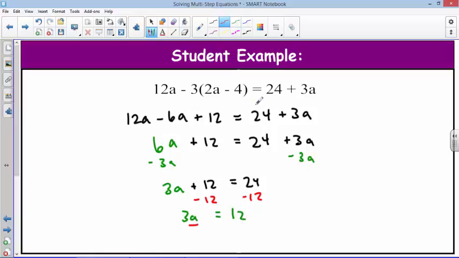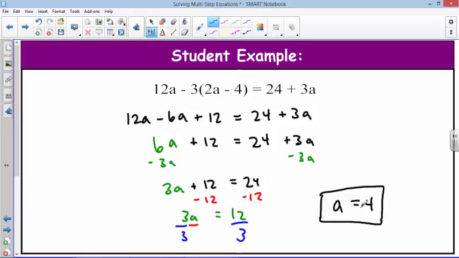I want to keep my a, divide both sides by 3. Again, I ran out of room, so I'll write it on the side. I have a equals 4. 12 divided by 3, giving me 4. And I know that's what you guys got because you guys are doing fantastic.